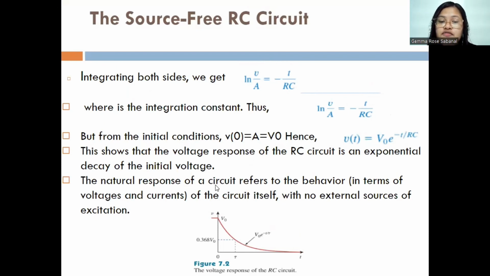The natural response of a circuit refers to the behavior, in terms of voltage and current, of the circuit itself with no external sources of excitation. And this is an example here, figure 7.2. This is the example of the voltage response of the RC circuit.